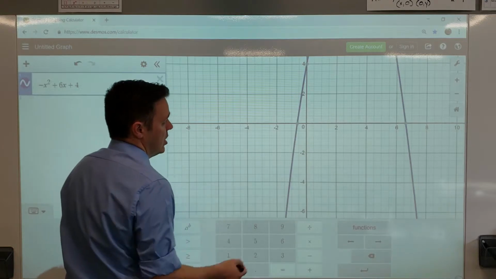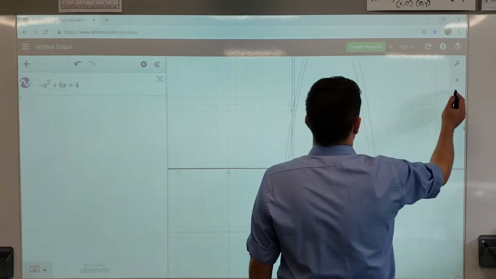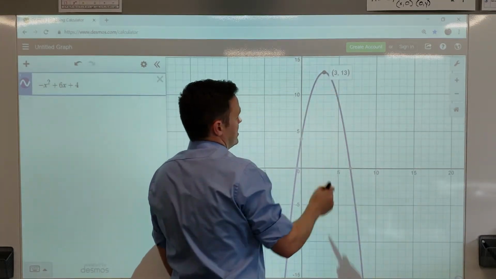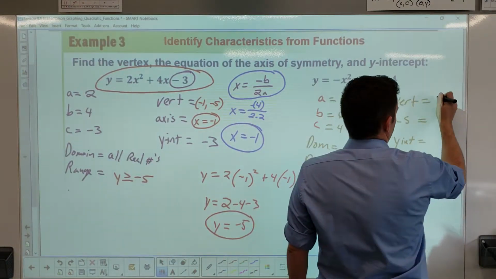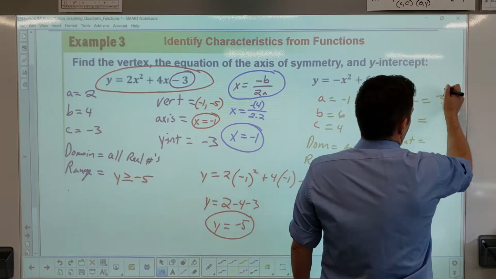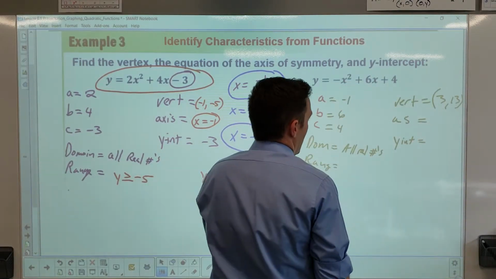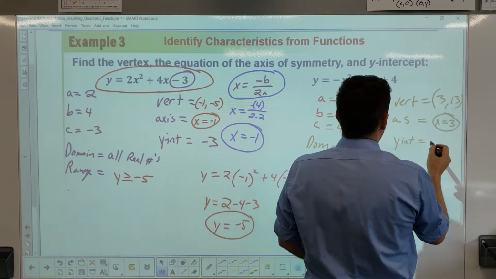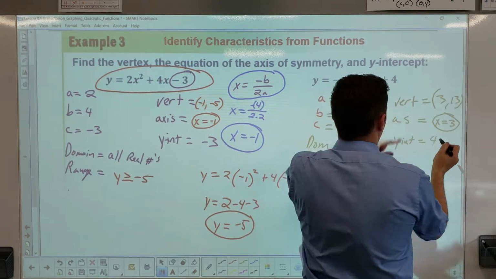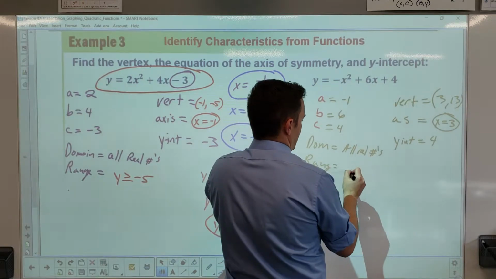Plus 4. All right, so I know my vertex is going to be on this. If I click on it, it's (3, 13). So knowing that my vertex is (3, 13), I can figure out the rest from there. Axis of symmetry is x equals 3. Okay, my y-intercept is the c value of 4. My range is going to be 13.